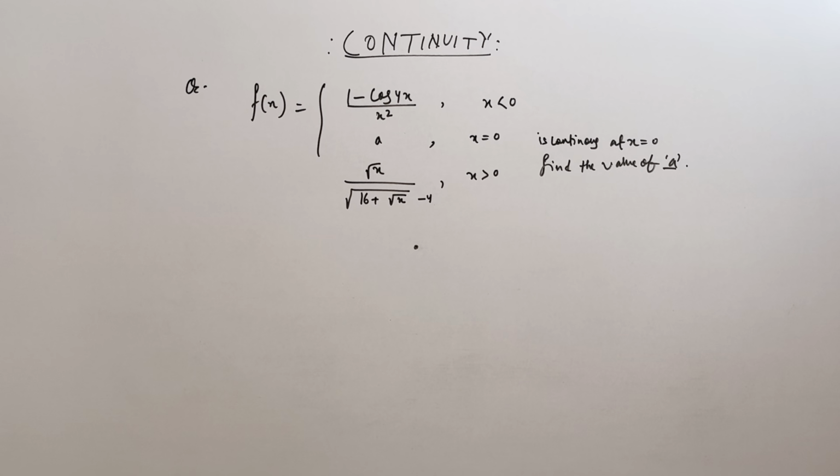Try this question from your side. f of x is equal to 1 minus cos 4x by x square when x is less than 0. f of x is equal to a when x is equal to 0, and f of x is equal to root x divided by root over 16 plus root x, and minus 4 is outside. Carefully write this one. They are saying this function is continuous at x is equal to 0, then you have to find the value of a.